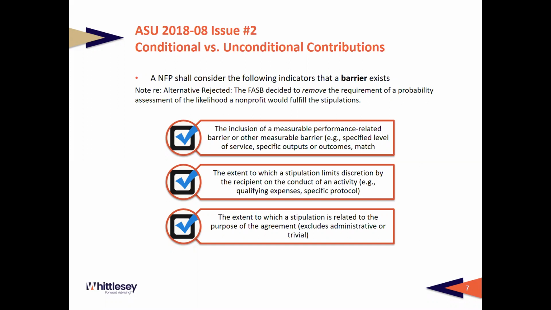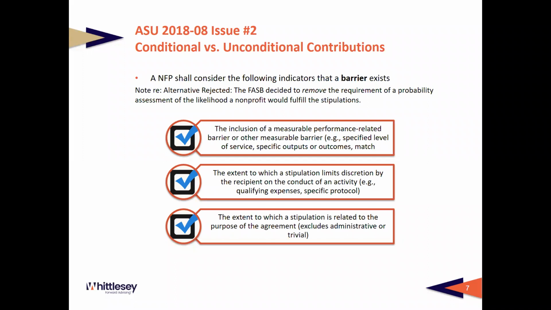So drilling down on that. As I mentioned before, we must have a right of return or release and a barrier. Let's talk about right of return or release first, before I get to barrier. It's pretty straightforward. There has to be something in the agreement stating that if you don't meet the conditions or criteria of the agreement, either the grantor would withhold funds or the nonprofit would be obligated to refund that money. And again, the FASB's focus first was on government grants, but this absolutely applies to private grants as well.